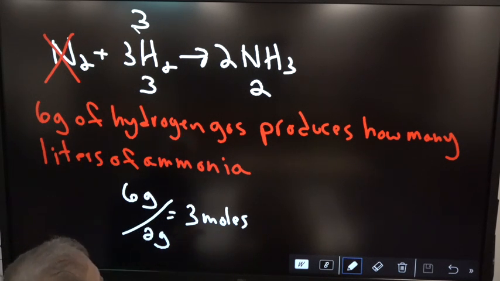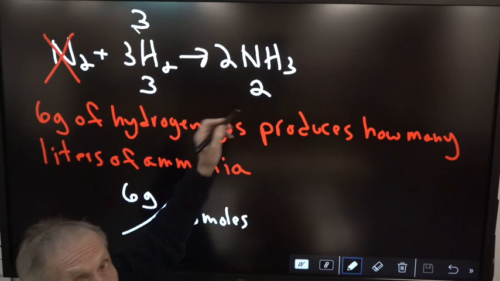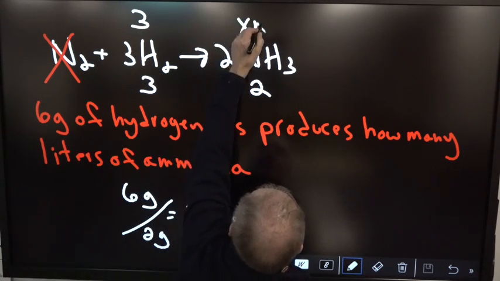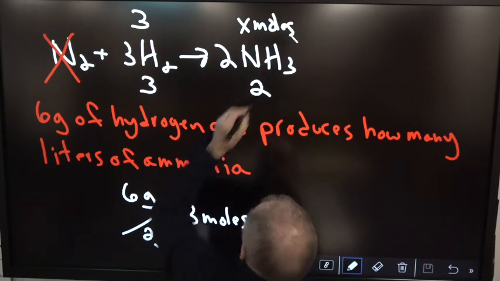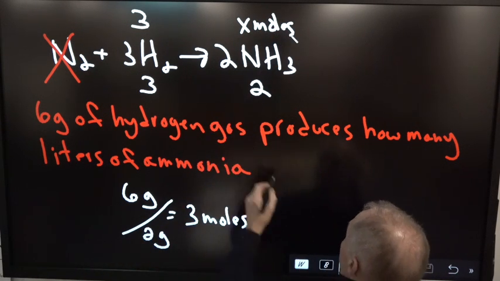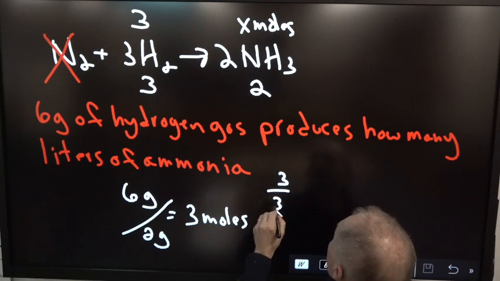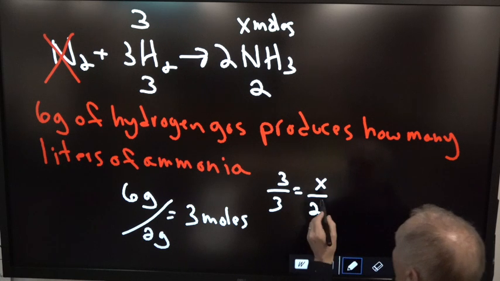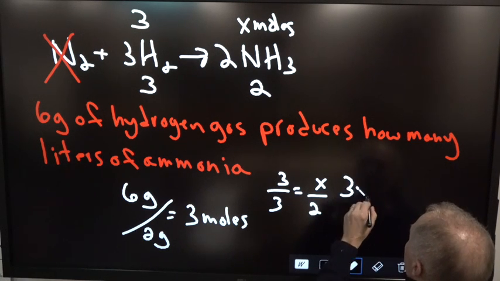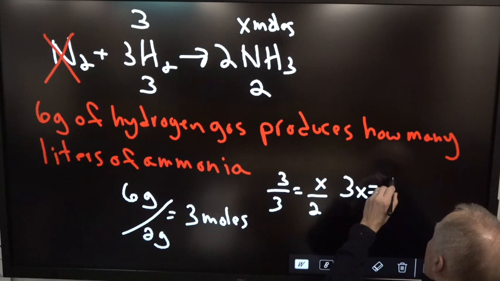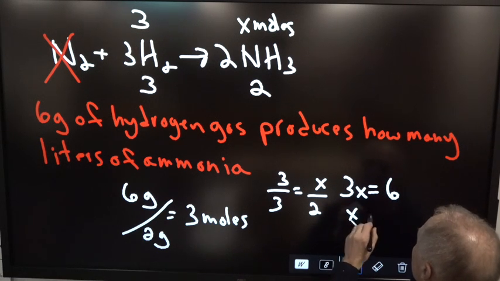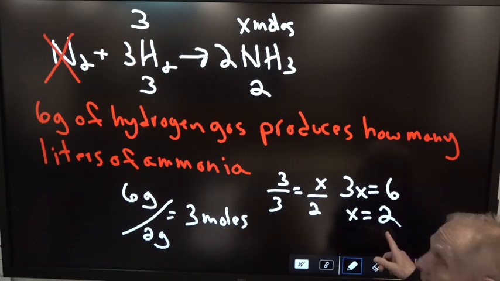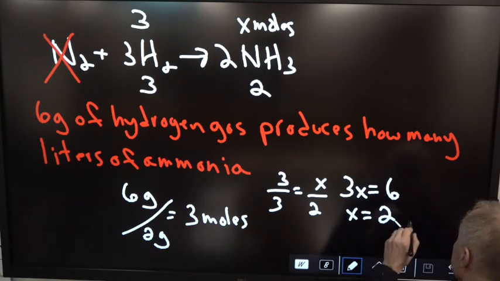Now, I'm going to find moles. That's what you always find in a ratio. So it's going to be X moles. So here's your ratio. It's 3 over 3 equals X over 2. So it will be 3X equals 6. So X equals 2. But remember, that's 2 moles of ammonia.